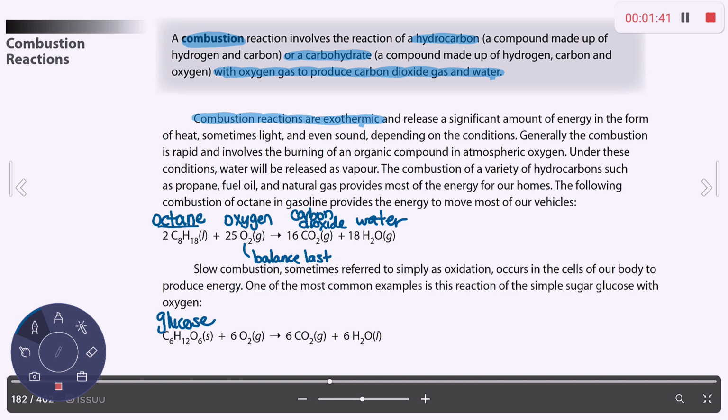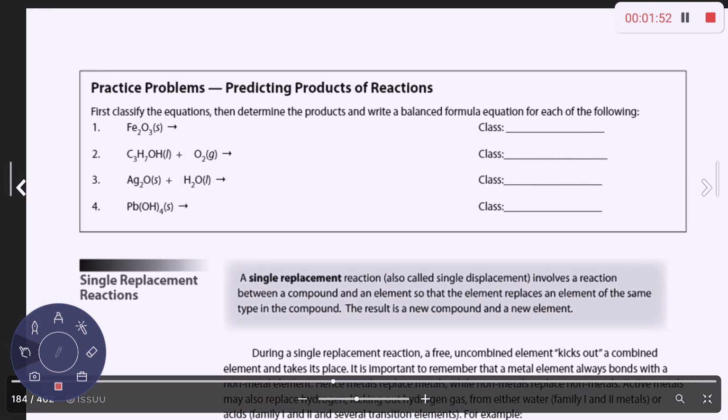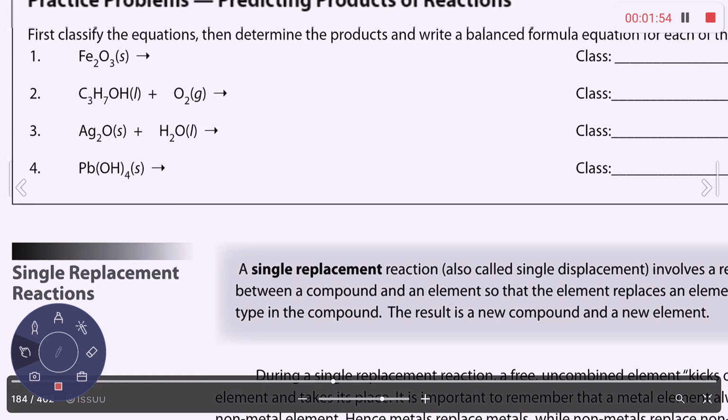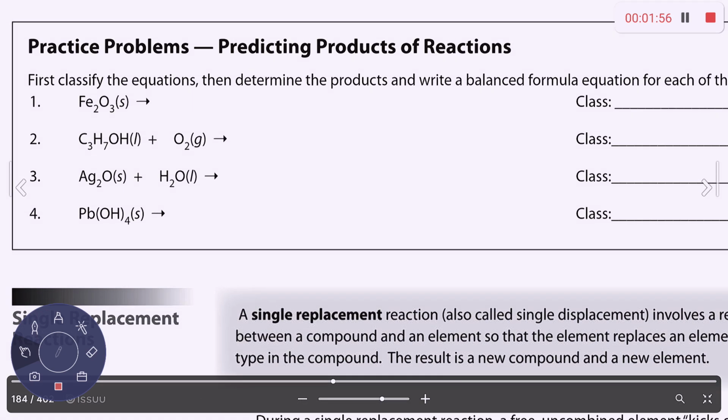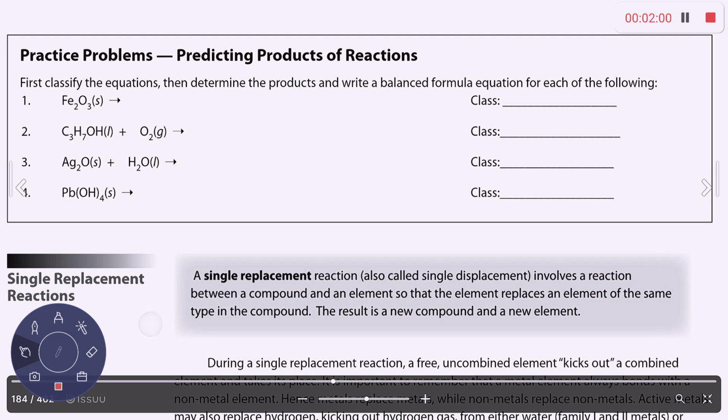Let's take a look at the next page. Let's go to the practice problems. What we're going to do first is classify these different types of chemical reactions, and then we're going to predict the products.